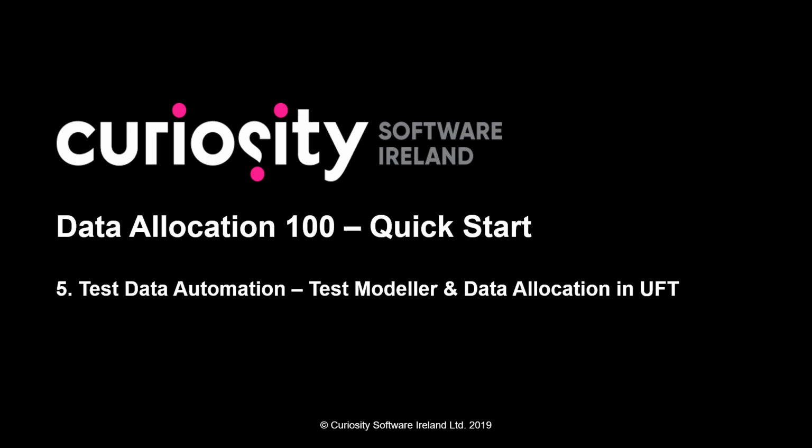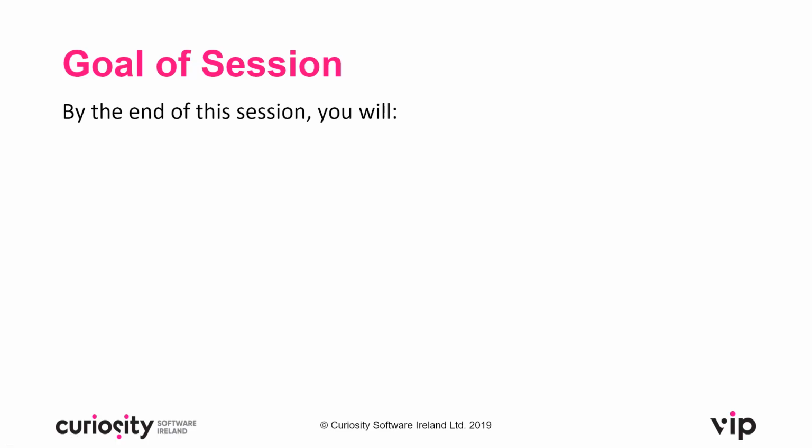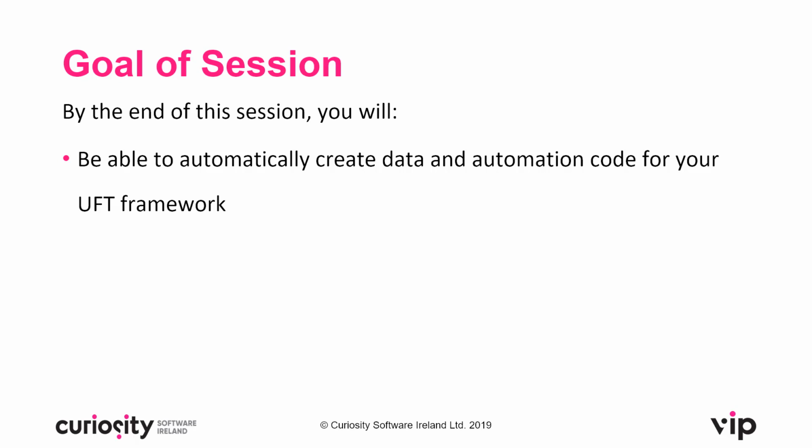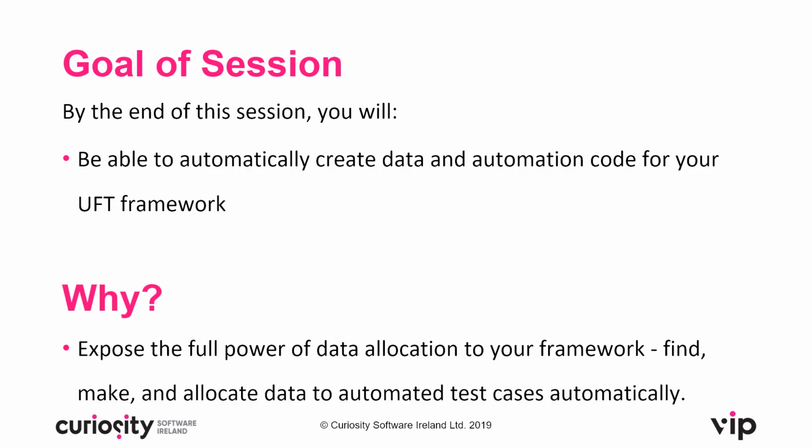In this installment of the Data Allocation 100 Quick Start series, we're going to be linking data allocation with TestModeller for UFT. The goal of this session is that by the end you will be able to automatically create data and automation code for your UFT framework. This is so you can expose the full power of data allocation into your UFT framework, finding, making and allocating data to automated test cases, creating all of these assets seamlessly in an automated manner.